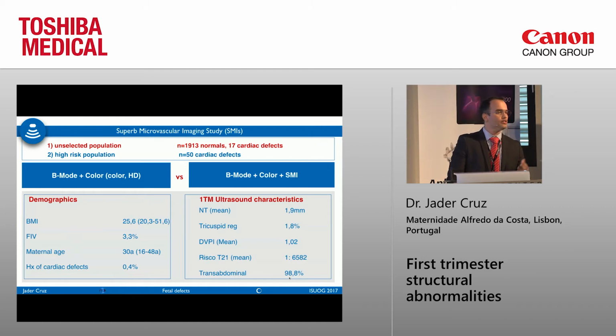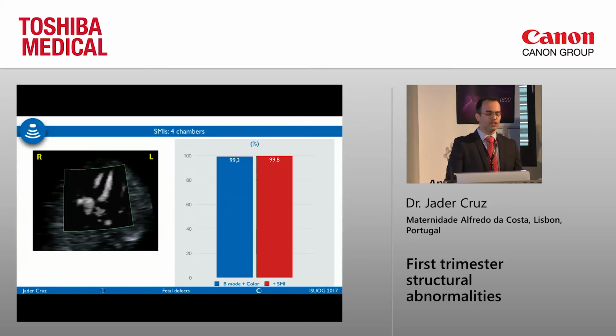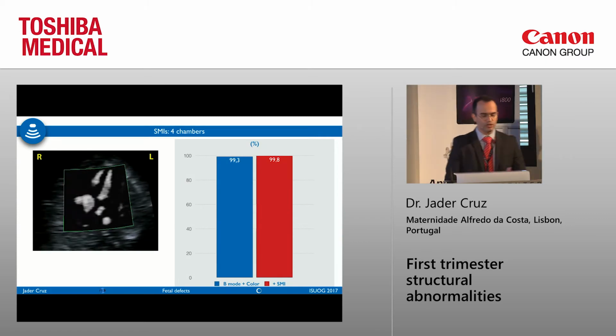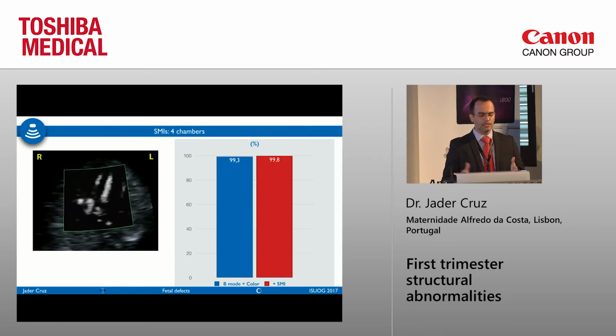What we do is compare what we do nowadays, B mode plus high definition color, versus B mode plus color plus SMI, to see how much SMI can help you to see the heart. This is the kind of image that you have when you're using SMI. We'll try to show you a little bit. These are all patients between 11 and 13 weeks.